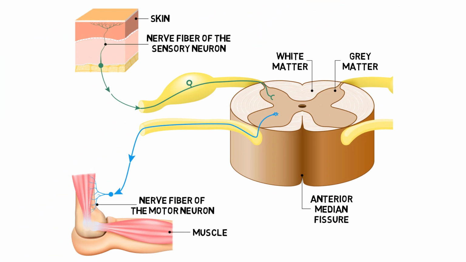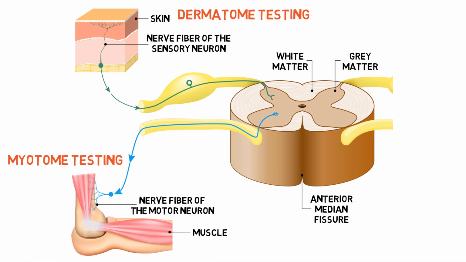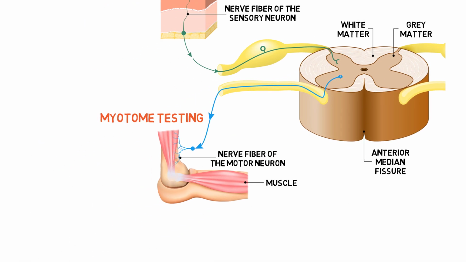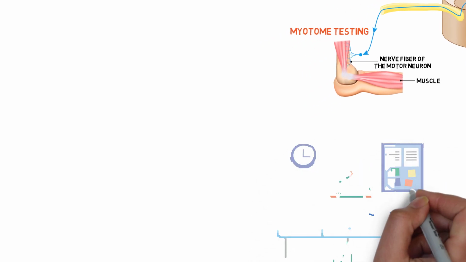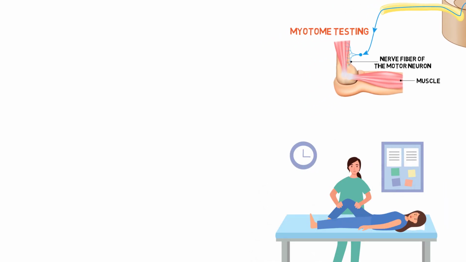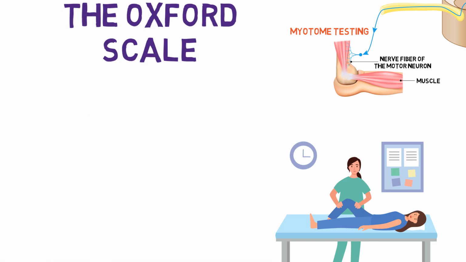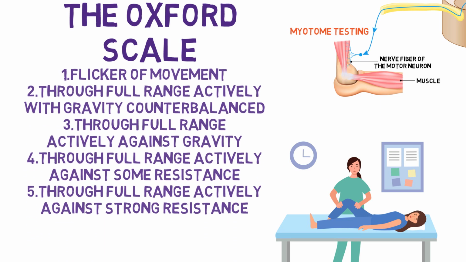In contrast to dermatome testing, which allows us to assess how well the sensory fibers of a spinal nerve work, myotome assessment gives us an idea of how well the motor fibers of a spinal nerve work. We check myotomes through isometric strength testing. Weakness is a positive indication. The Oxford scale is primarily used to classify the level of strength present, grading it from 1 at the lowest to 5 at the highest.